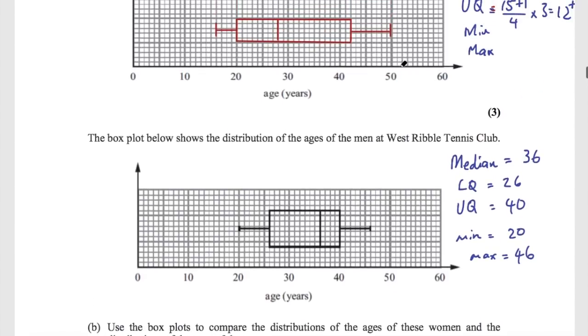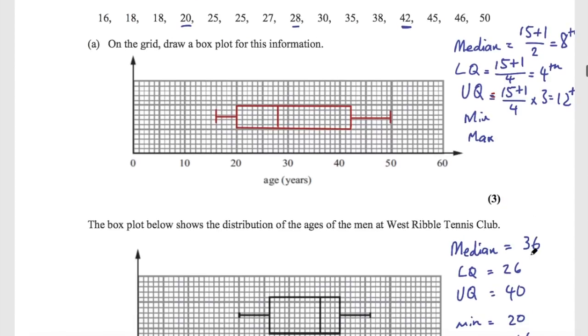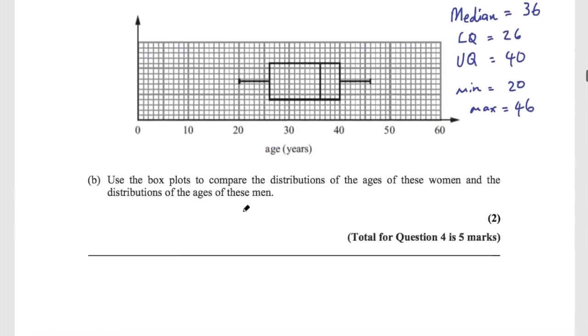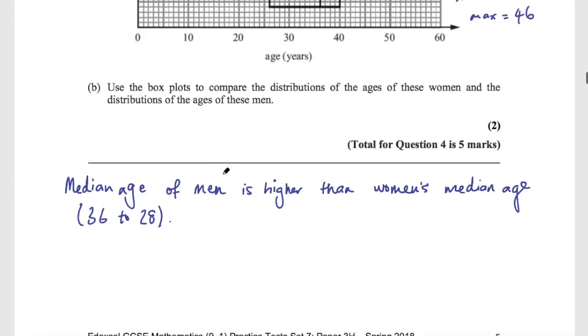Now let's compare them to the women. Okay, so the women, the median was 28. So compared to the men, that's quite a bit lower. So that's one thing we could say. We could say the median age of men is higher than the women's median age.